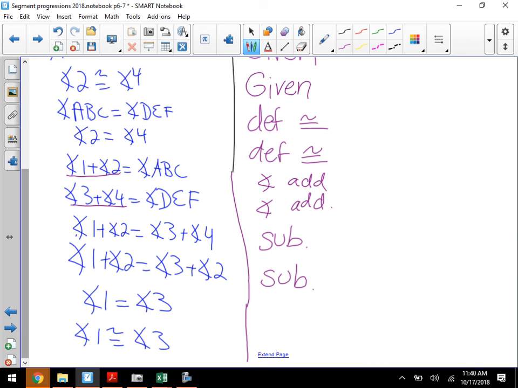Alright, now you notice you have the same things on both sides of the equal sign, so what are you going to do? Yep, so subtraction property of equality. And then last step here, it says angle 1 is congruent to angle 2, or angle 3. So what property is that? Good.